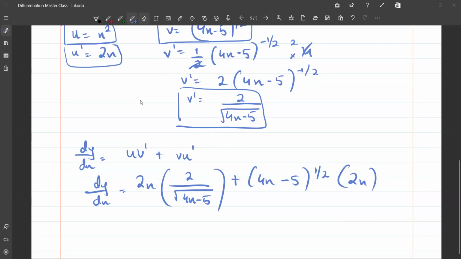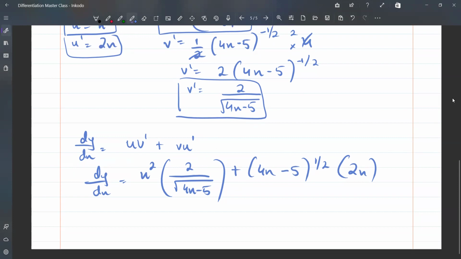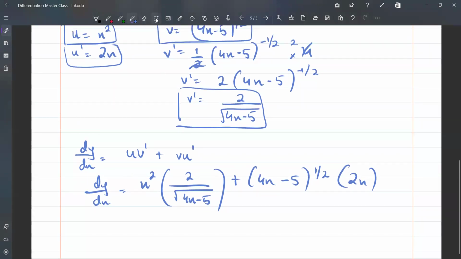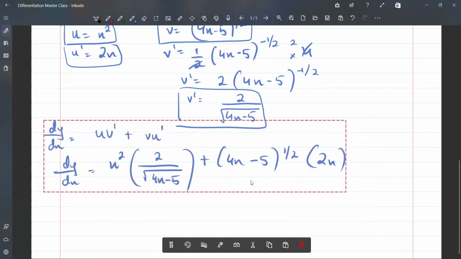My bad here. We used 2x. We used u dash here, right? We have to use u here, right? So u, u, v dash plus v, u dash. Okay. So let me just move it.